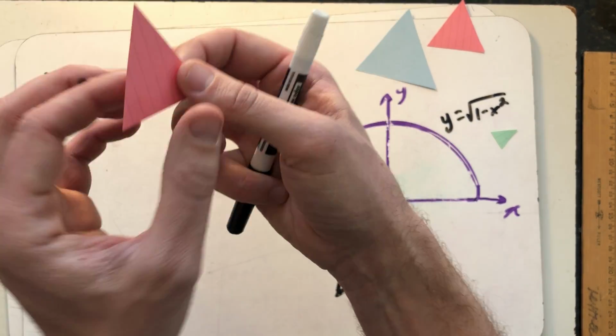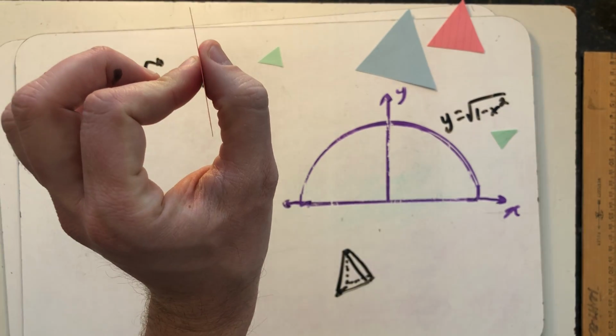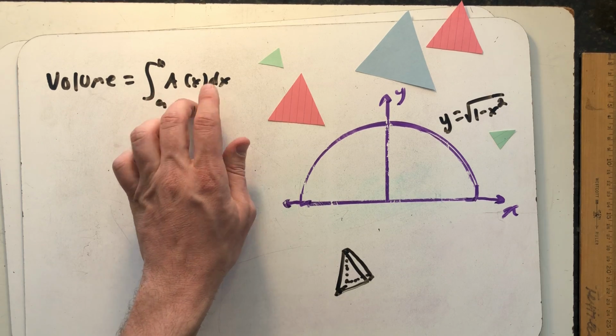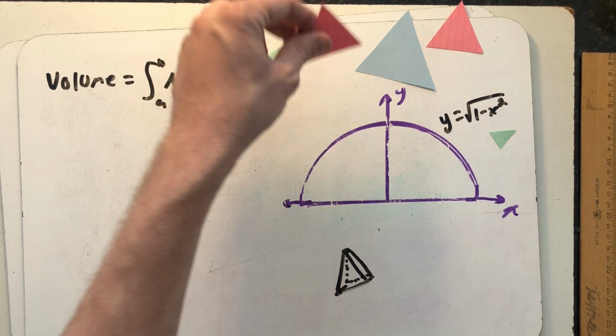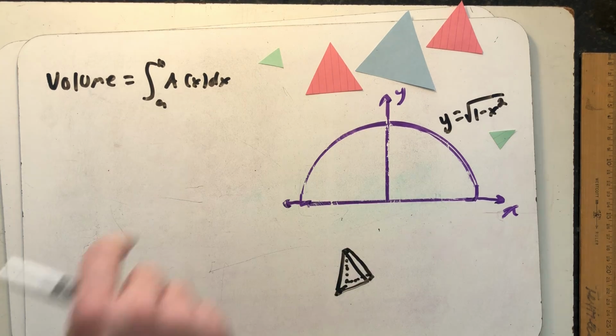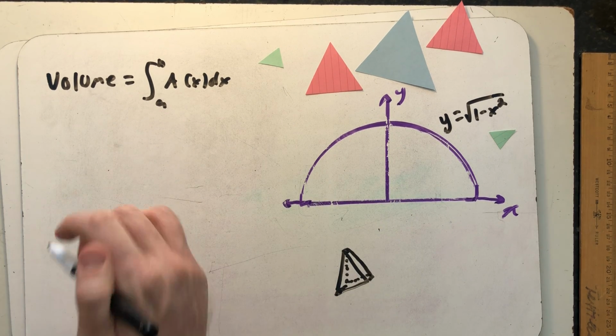Well, in truth, this does have just a little bit of thickness, right? A very small triangle. So A of x times dx represents the volume of one of these. So now we just need to figure out how to talk about the area of one of these little equilateral triangles.